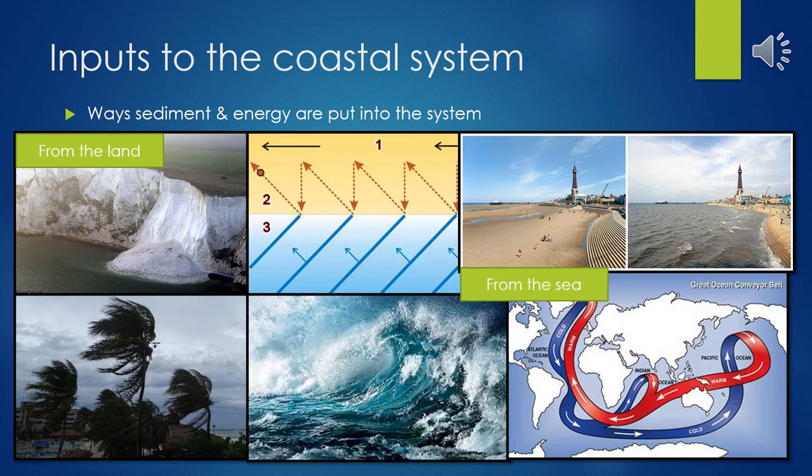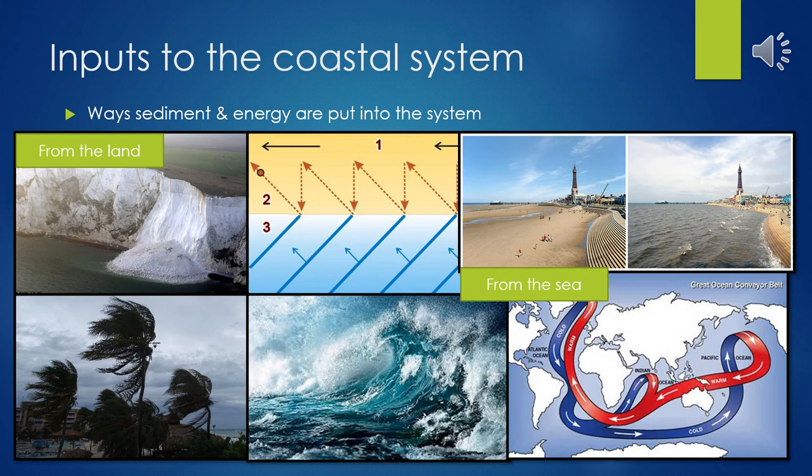The other sources are from the sea. You can see here the picture with the arrows on it is your lovely longshore drift diagram. If you're unfamiliar with that, again, just recap that from GCSE. We'll be going over it a bit later on in the unit, so don't worry about that too much. Then in the top right, you can see a picture of the tides. Obviously the tides are caused by the moon and the interaction between the moon and the water and its gravitational pull. And at high tide, the sea has very different characteristics to low tide, and that is going to provide energy and sediment to the system.